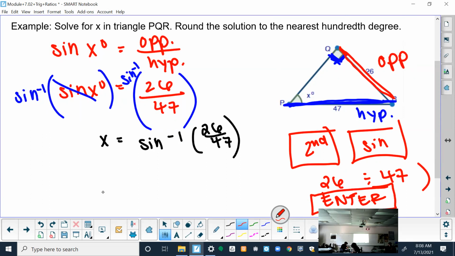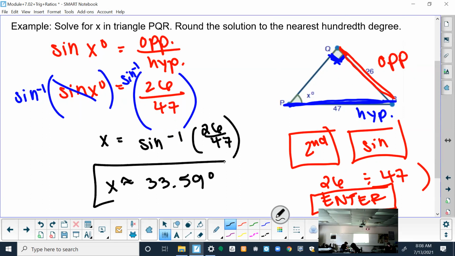If you entered it the right way, here's what you should have gotten. You should have gotten that x is about 33.59 degrees, because it's an angle. Anyone get something different? And that's rounded to the hundredth, so 2 spots after the decimal.